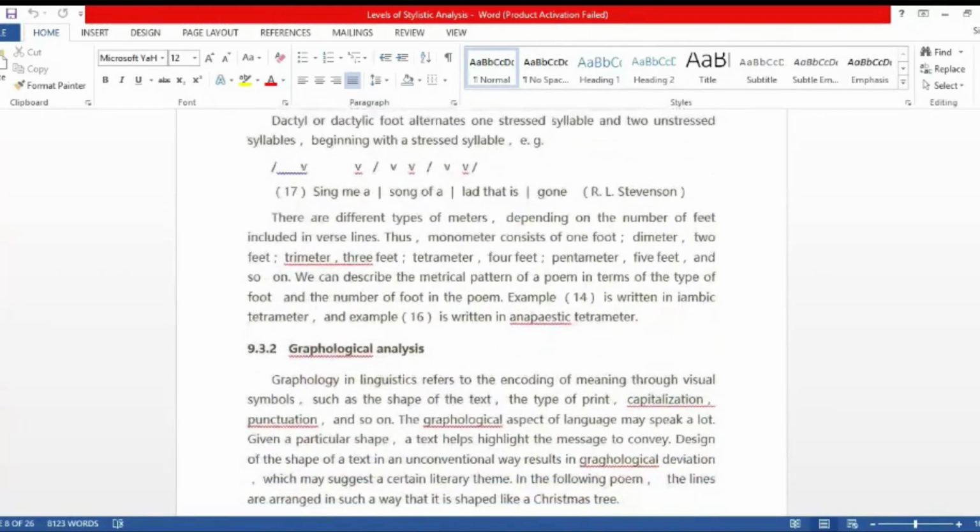अब मीटर कैसे बनता है? मीटर यहाँ पे इन्होंने बताया है कि मोनोमीटर जो है it consists of 1 foot, उसका मीटर मोनोमीटर होगा अगर 1 फुट होगा. अगर उसमें 2 फीट यूज़ हुए हैं तो it is going to be डायमीटर. अगर 3 फीट यूज़ हुए हैं तो it is going to be ट्राईमीटर और अगर 5 फीट हैं तो it is going to be called टेट्रामीटर और पेंटामीटर.